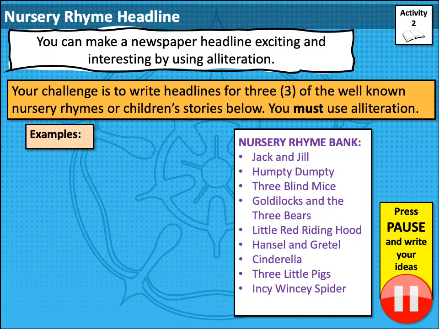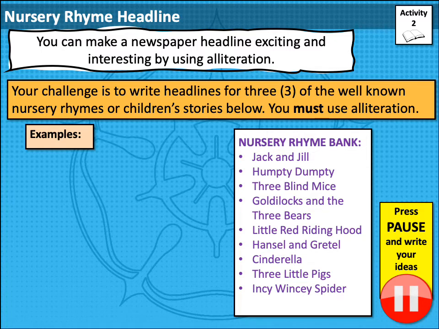We're going to begin with a very important part of a newspaper article, the first part, and that's the headline. This is for activity 2 in your workbooks. We're going to practise in a fun way how to make an interesting headline. One of the most exciting ways of making a headline is to use alliteration. So you're going to have a go with either a nursery rhyme that we know well, or a nursery story that you know well. Press pause and write down your ideas.